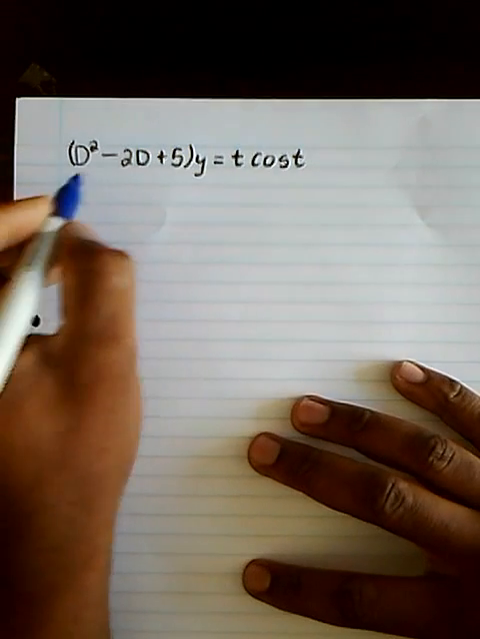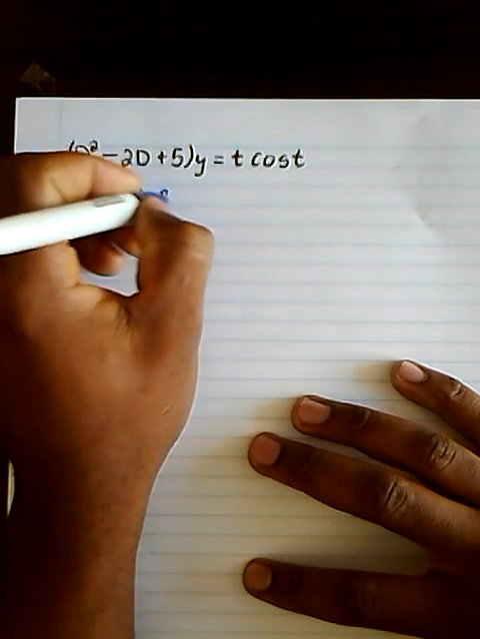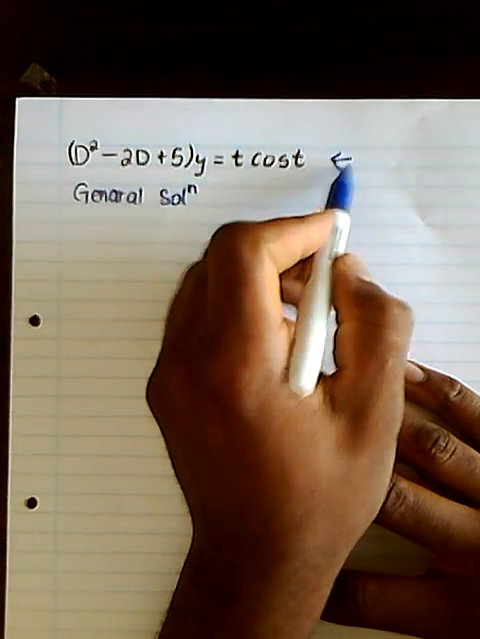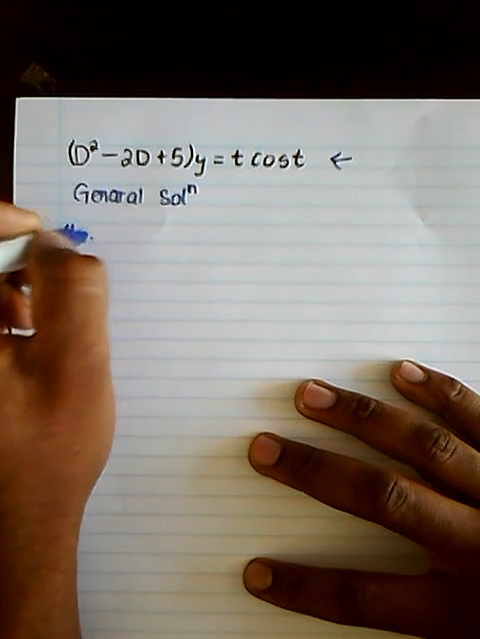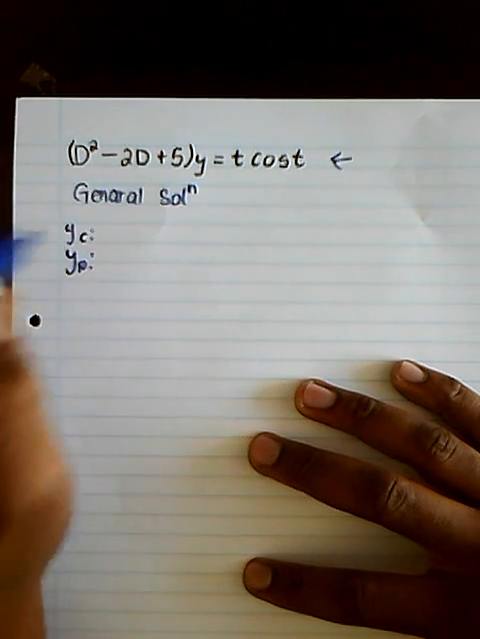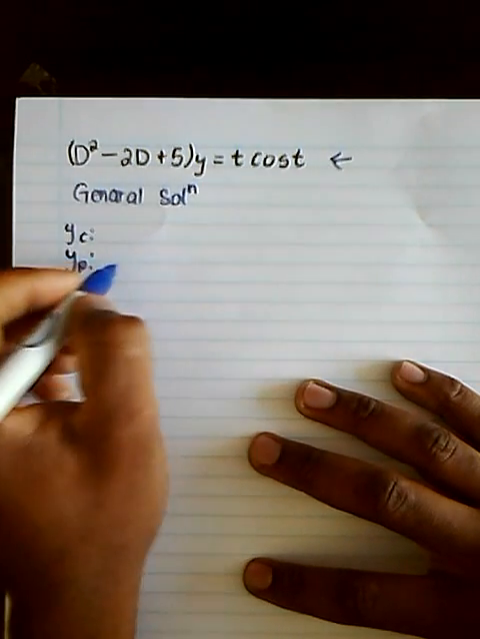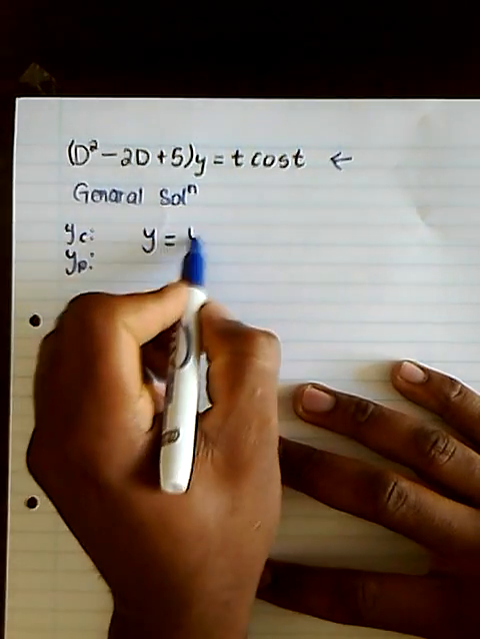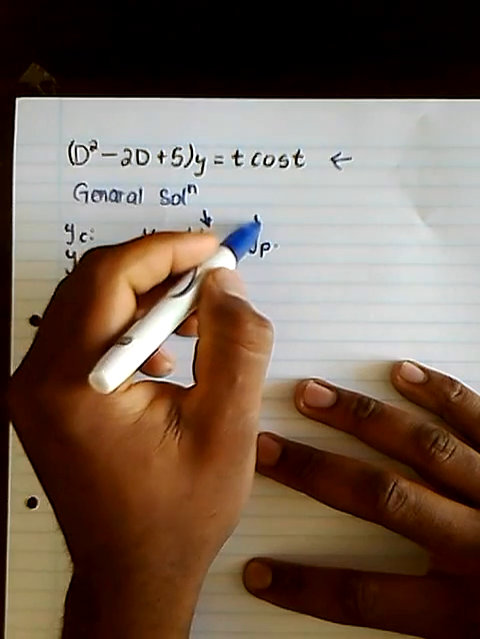Okay, so we are asked to determine the general solution of the operator here, and that means we'll have to determine the complementary solution and the particular solution. This is what we actually have to determine, and then just add them together, because you know that y, the general solution, is given by yc plus yp. So we need to determine yc and yp.